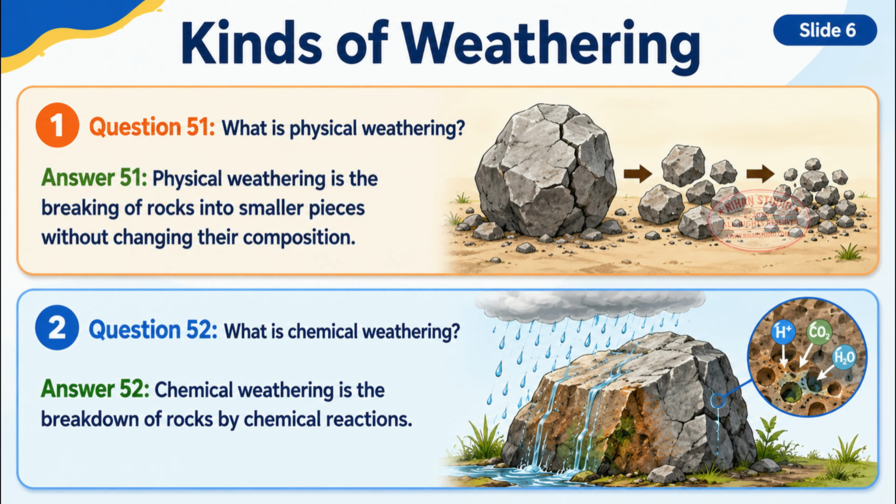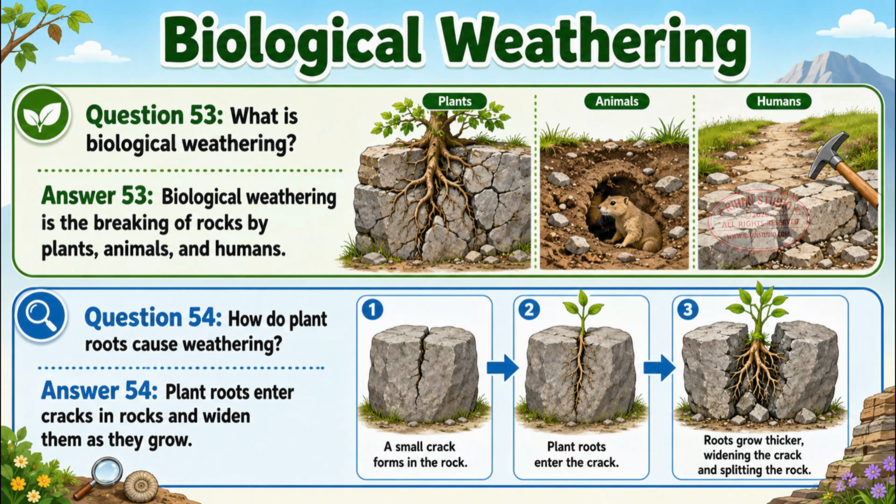Question 52. What is chemical weathering? Answer 52. Chemical weathering is the breakdown of rocks through chemical reactions. Question 53. What is biological weathering? Answer 53. Biological weathering is the breaking of rocks by plants, animals, and humans.